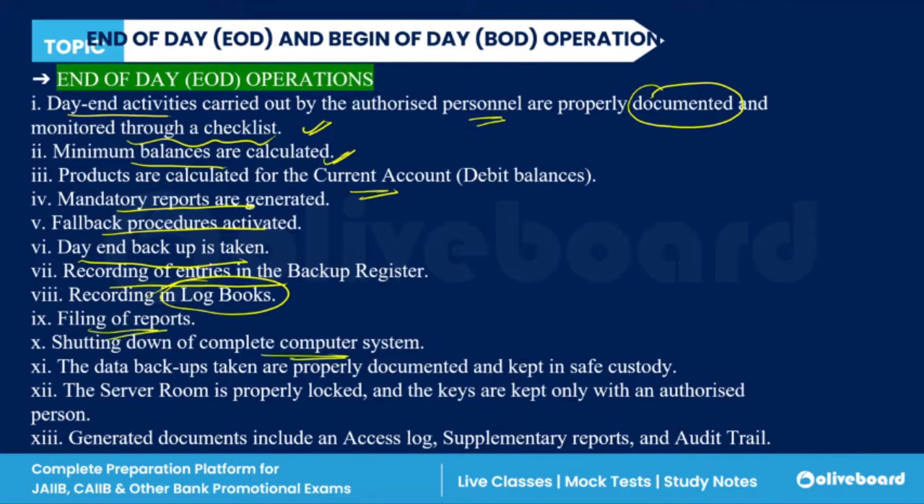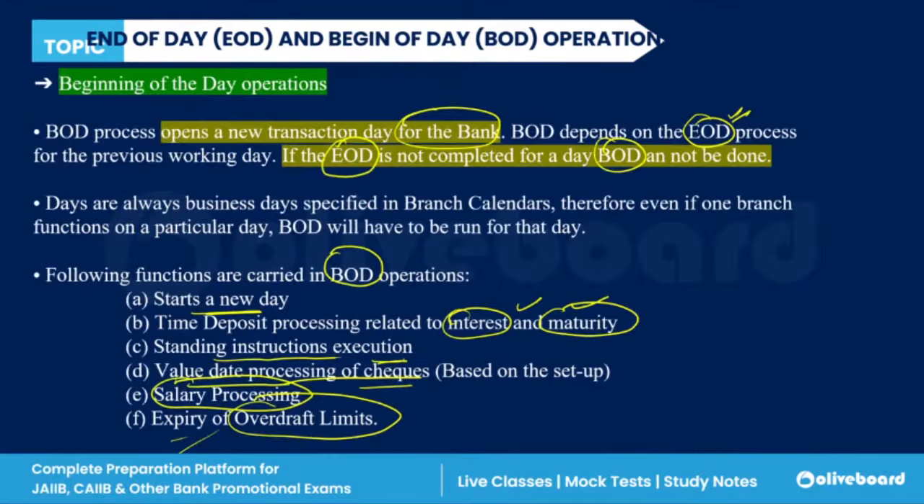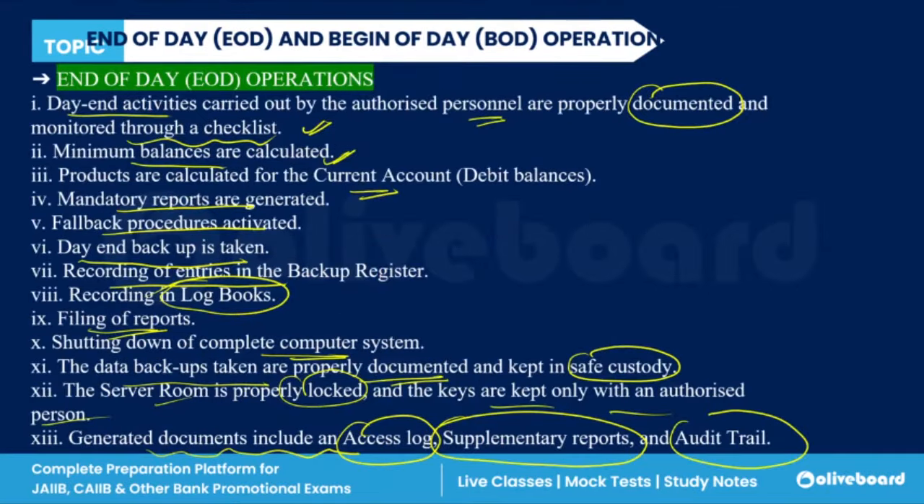The complete computer system: the data backups are taken properly and documented, and they are kept in safe custody. The server room should be properly locked and the keys kept only with the authorized person. There are some generated documents which include the access logs, supplementary reports, and audit trails. These you have to do at the end of the operation. So, beginning of the day operations and end of the day operations, these are important.